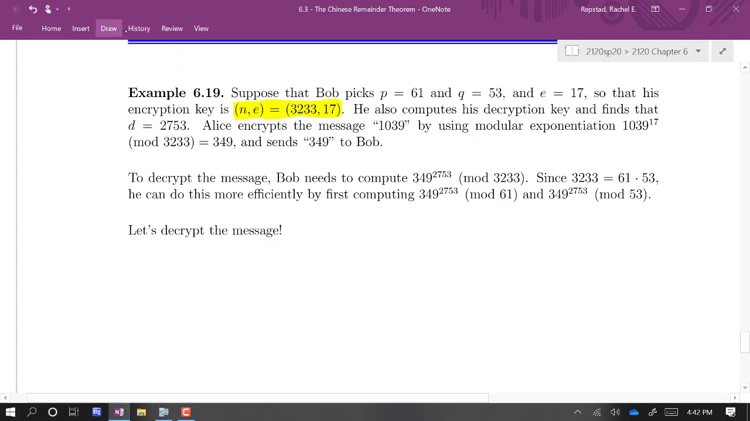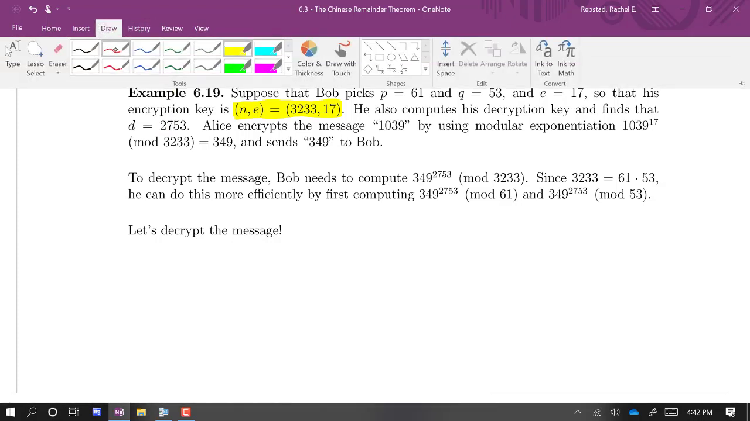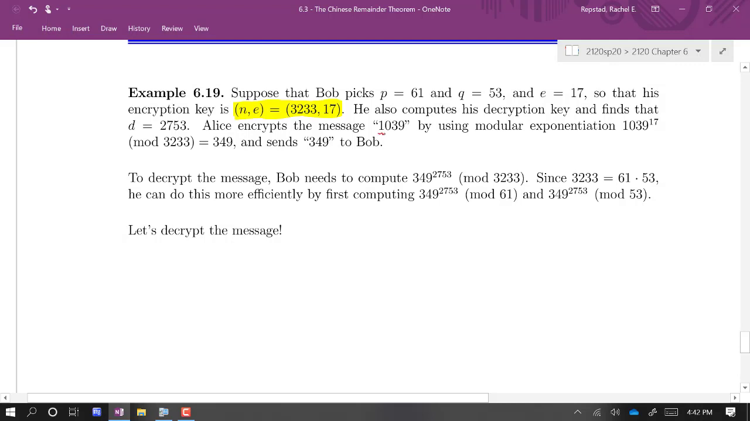So he encrypts a message and sends it to Alice. The secret message is 1039. He uses modular exponentiation and computes 1039 to the 17th power mod 3233, and he gets 349. He uses fast exponentiation to do that. So Bob gets the secret message 349.